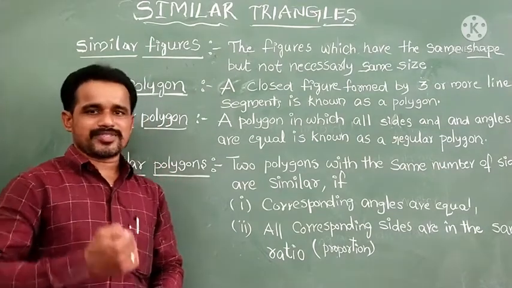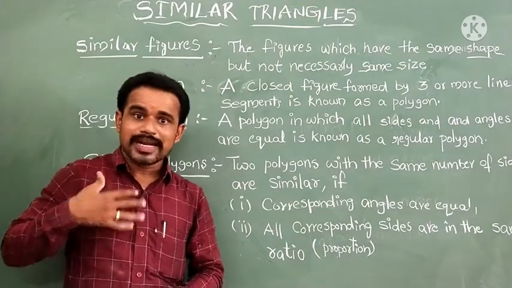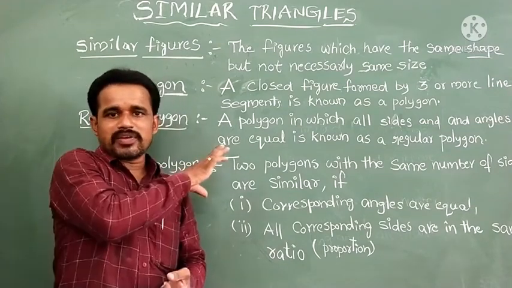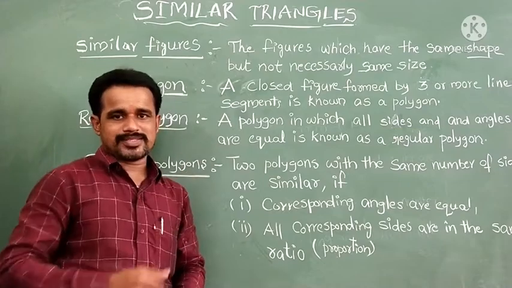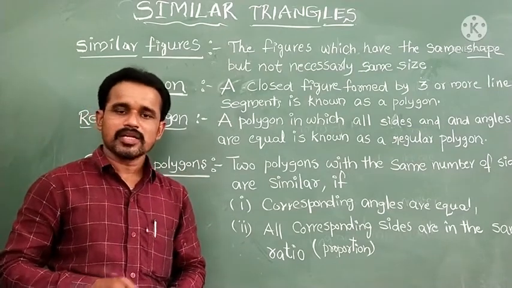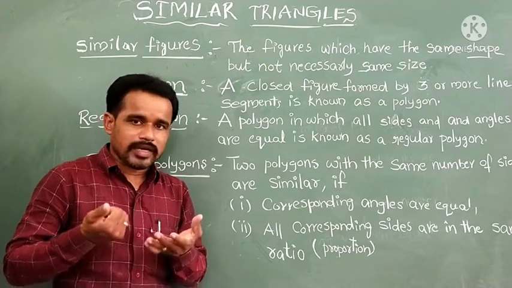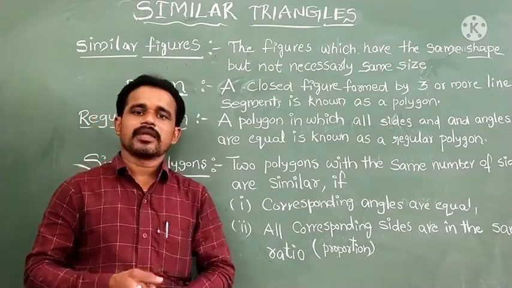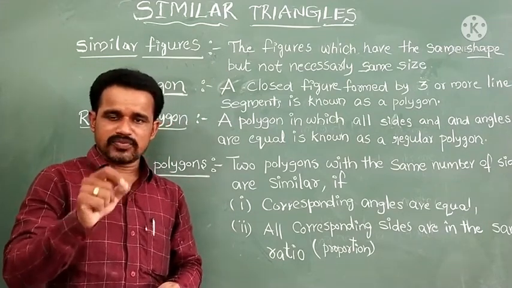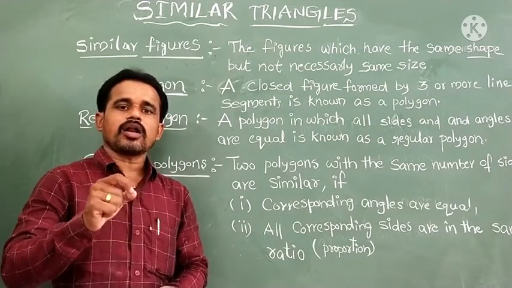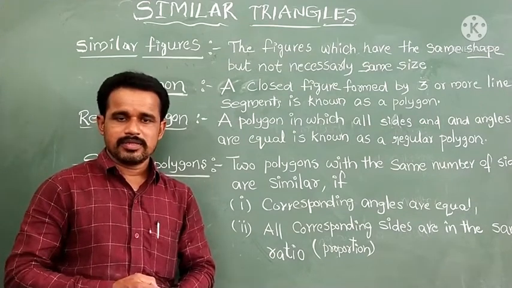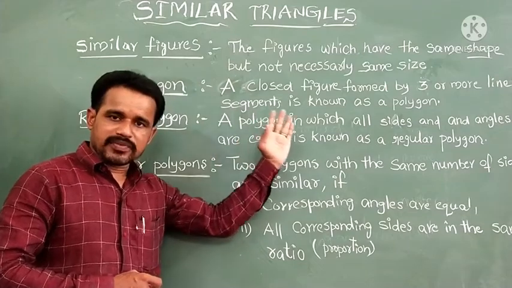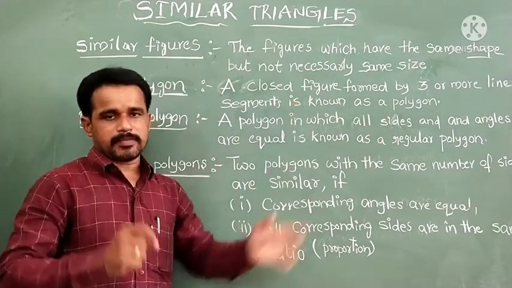If we come to our mathematics, I am not talking about triangles. We will come to that later. I am talking generally about similar figures. Next, polygons. If you come to mathematics, what diagrams do we have? We have polygons in geometry. What is a polygon? A polygon is a closed figure formed by three or more line segments. Are you getting my point? Yes. A polygon is a closed figure formed by three or more line segments.